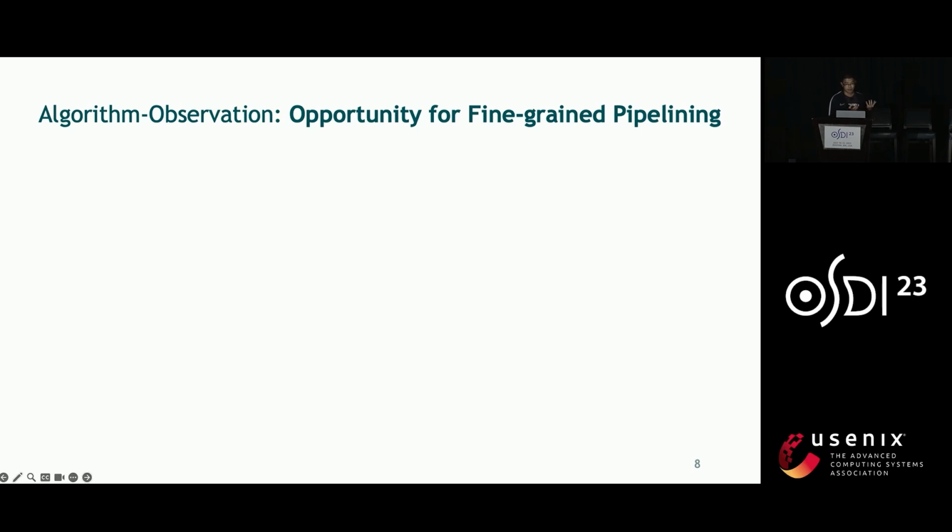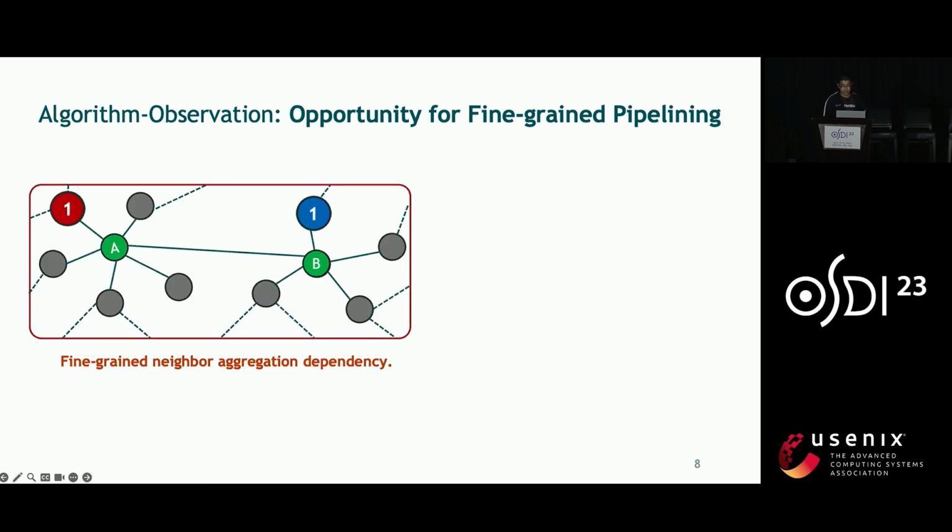The first observation focuses on the algorithm, which provides a new opportunity for fine-grained pipelining. As shown on the left-hand side, the neighbor embeddings of the individual graph node are aggregated sequentially. And prior solutions over-approximate such dependencies through coarse-grained communication and computation stages. However, we foresee more effective solutions through fine-grained overlapping. Here, we explore a new design, as shown on the right.